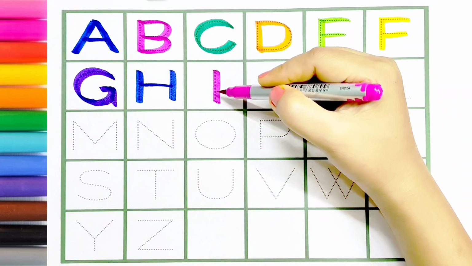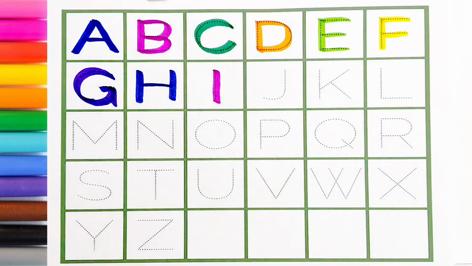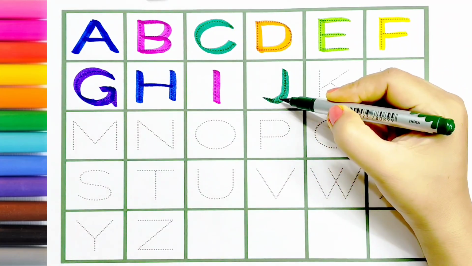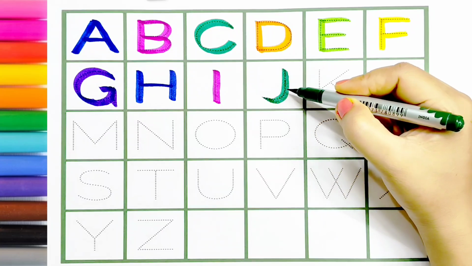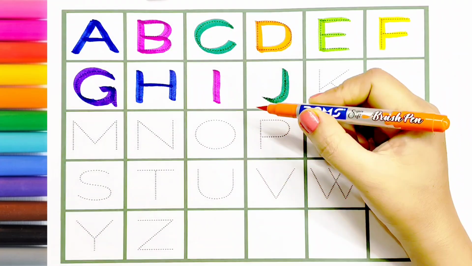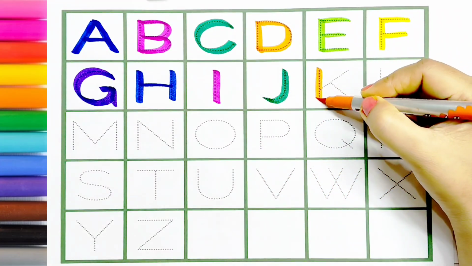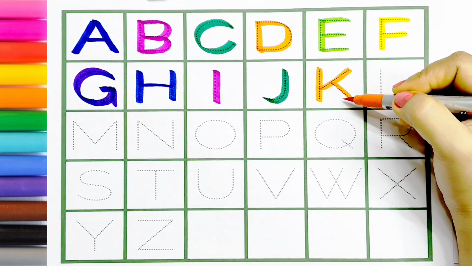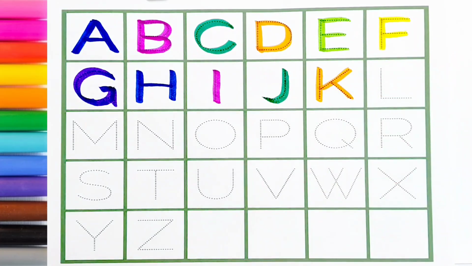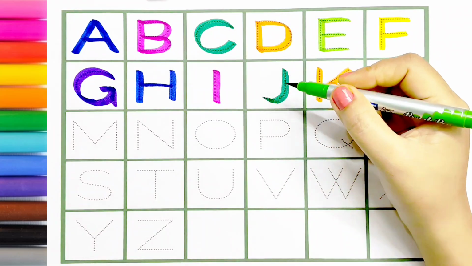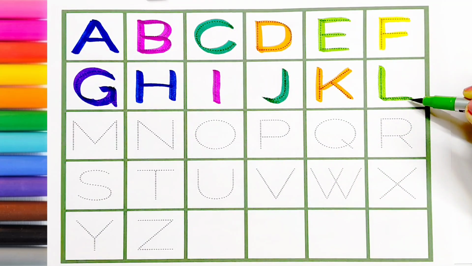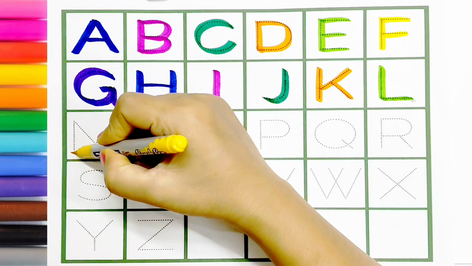I for island. Dark green color. J for joker. Orange color. K for kangaroo. Light green color. L for lamp. Yellow color.